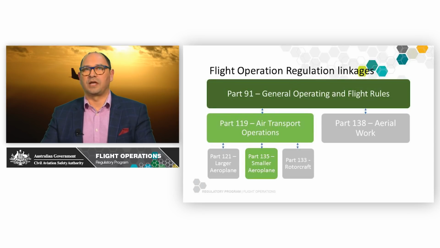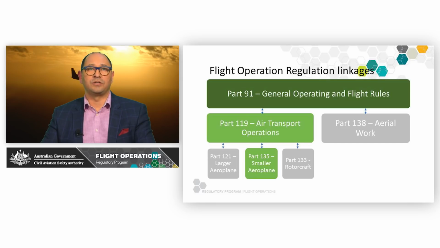So how does this fit together? At the moment, CASA is developing 6 flight operational regulations that are all very tightly related. Part 91 is the general operating and flight rules. You can think of these as the rules of the road. So these are rules that apply to everyone unless they're specifically turned off or modified by one of the other parts.